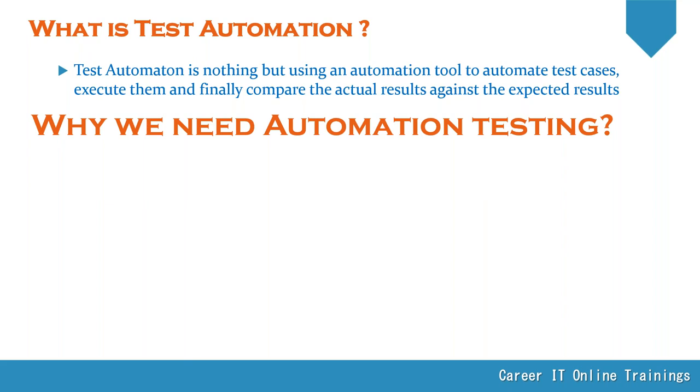Most companies have dedicated teams to execute these sanity and regression test cases on a daily basis. Some companies execute these test cases on a weekly basis, based on their requirement. We are going to automate sanity test cases and regression test cases. Sanity test cases are very limited. If you have 100 sanity test cases, then we may have more than 1,000 regression test cases. So we are going to automate the regression scenarios.